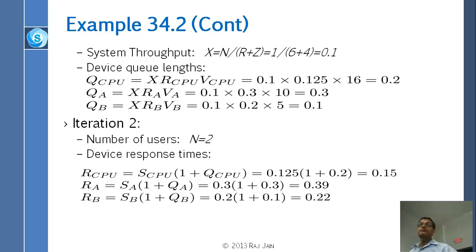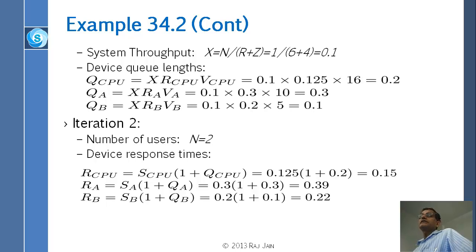So this is an iterative thing, right? With 2 users, when the second user comes in, it will find that because of the first user, the Q length of the CPU is 0.2. All right. And therefore, its response time per visit would be 0.125 times 1 plus 0.2, which is 0.15. The response time at disk A would be 0.39. Response time at disk B would be 0.22.